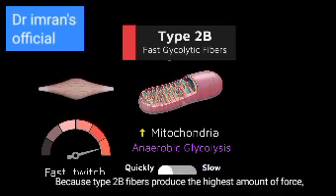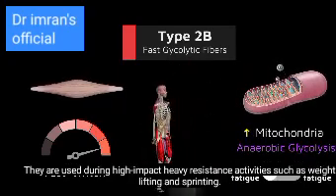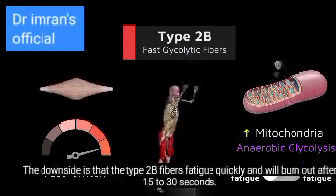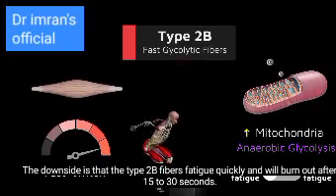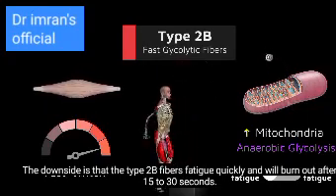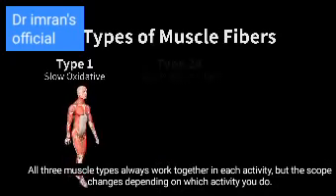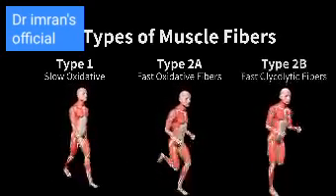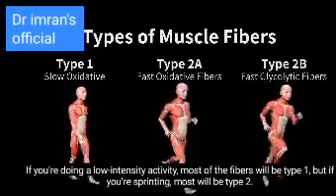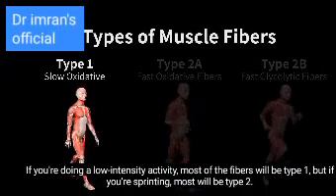Because type 2B fibers produce the highest amount of force, they are used during high-impact, heavy-resistance activities such as weightlifting and sprinting. The downside is that the type 2B fibers fatigue quickly and will burn out after 15 to 30 seconds. All three muscle types always work together in each activity, but the scope changes depending on which activity you do. If you're doing a low-intensity activity, most of the fibers will be type 1, but if you're sprinting, most will be type 2.